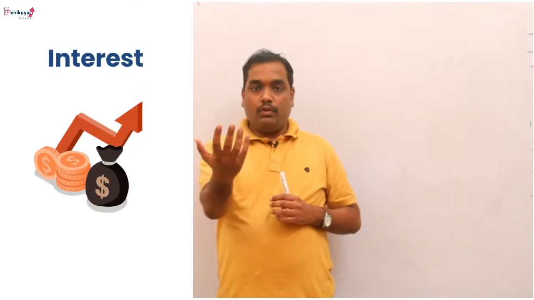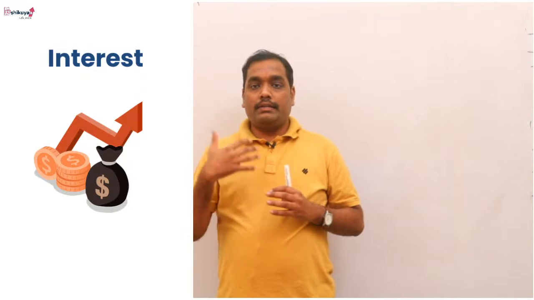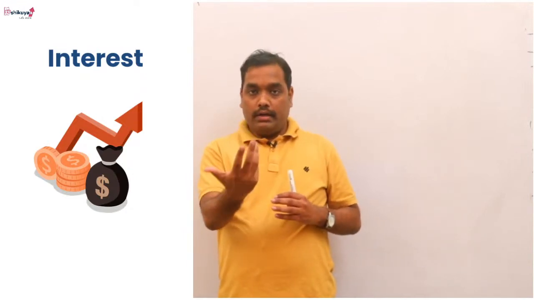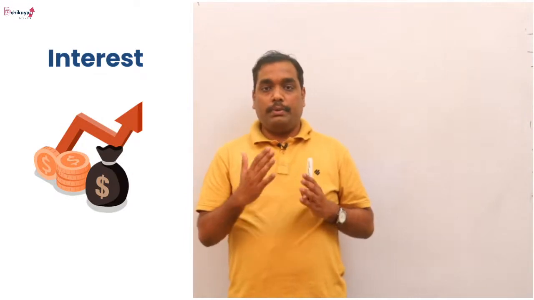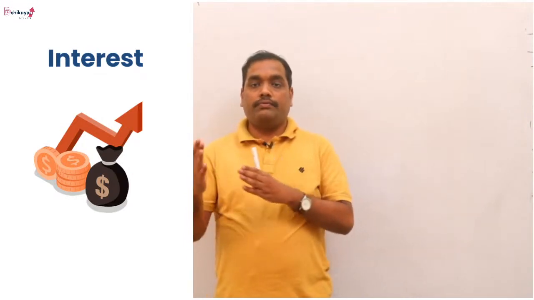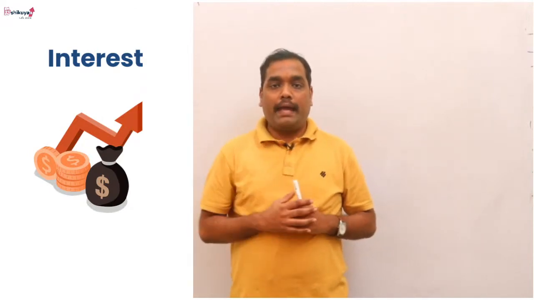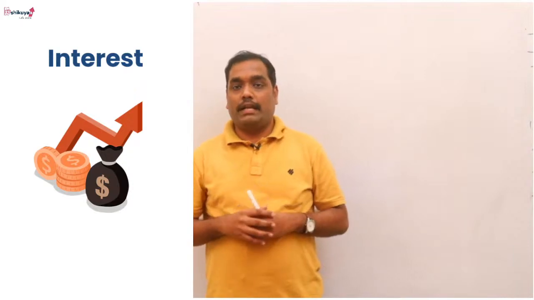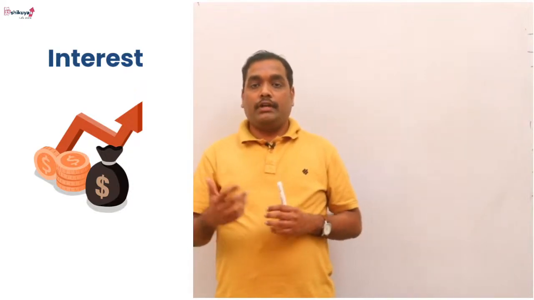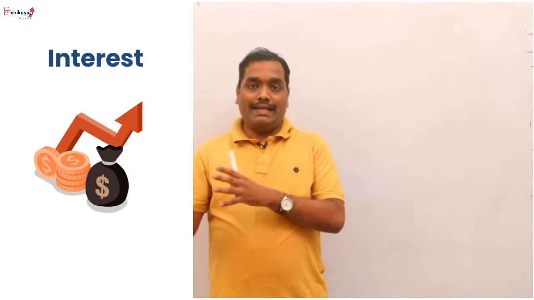I am taking a loan from the bank of 5 lakh rupees. In 3 years I have to return the amount I have taken from the bank, that is 5 lakh rupees, plus 10% interest for 3 years, that is 50,000, 50,000 and 50,000. That means the total amount I have to pay to the bank in 3 years is 6 lakh 50,000 rupees. So that extra 1 lakh 50,000 rupees is the interest amount.